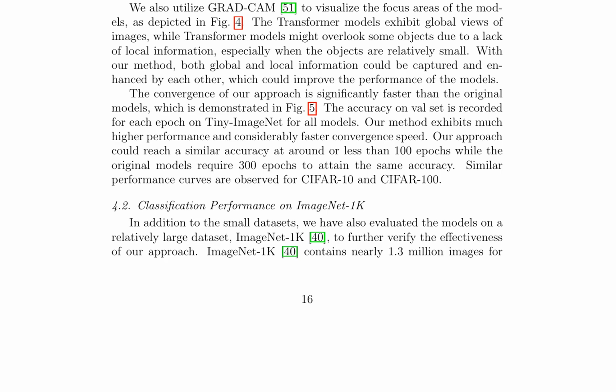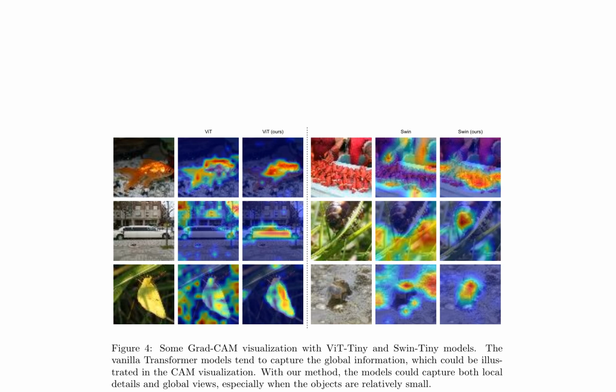The convergence of the proposed approach is significantly faster than the original models, reaching similar accuracy at around or less than 100 epochs. The effectiveness of the proposed method is further verified on the large dataset ImageNet 1K, demonstrating improved classification performance. The authors propose a novel approach to enhance the performance of vision transformers, ViT, and Swin transformers on image classification tasks. Grad-CAM visualizations, as shown in Figure 4, demonstrate that the proposed method captures both local details and global views, particularly for small objects.